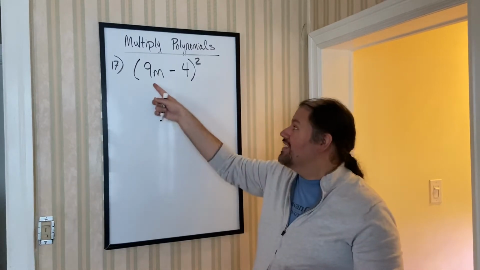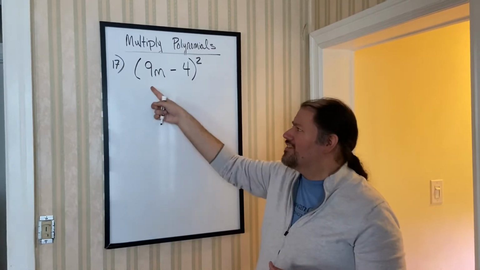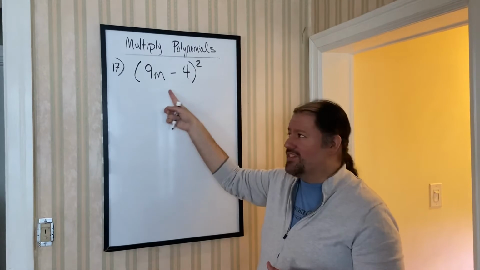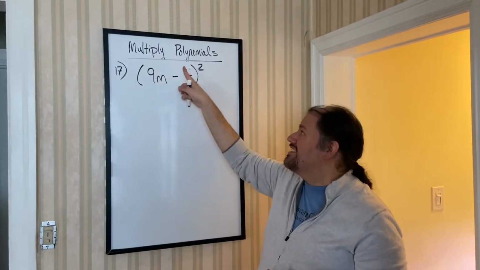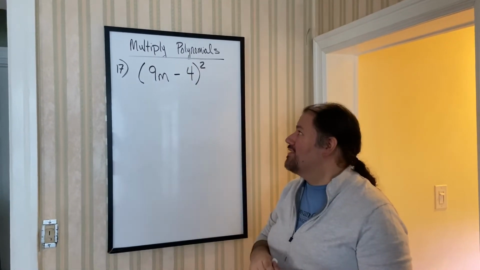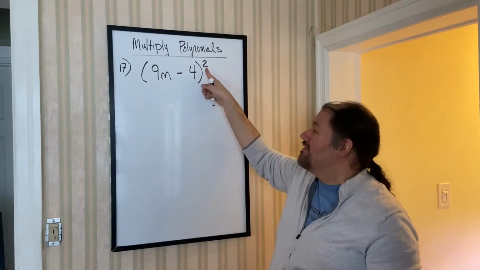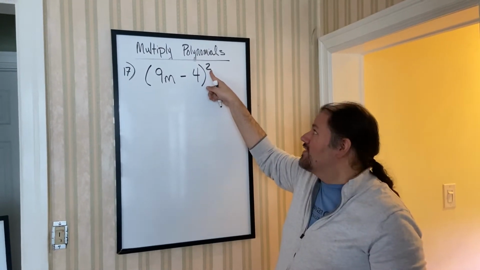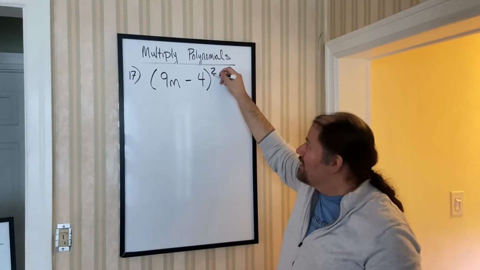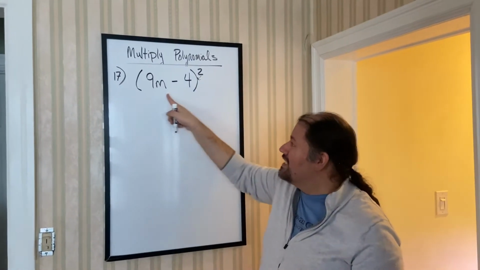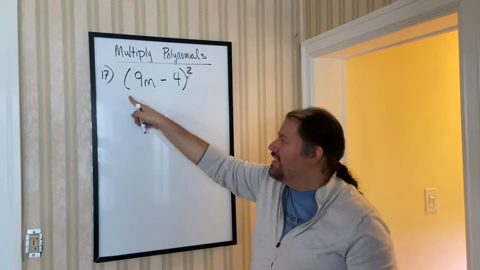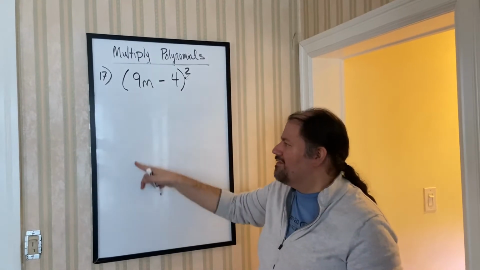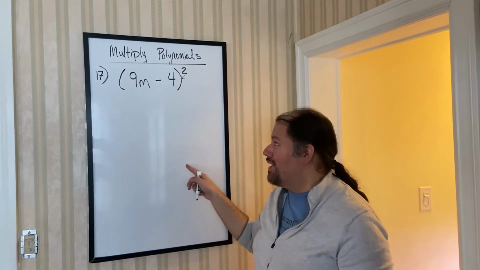Okay, so this one doesn't look like the others that we did because you only see one set of parentheses. But it is still technically multiplying a polynomial. Now notice that we have this outside exponent, which we did not have before. This squared is applying to the set of parentheses, saying that I need to write this out twice. If you write this out twice, then it will be our traditional binomial times a binomial.